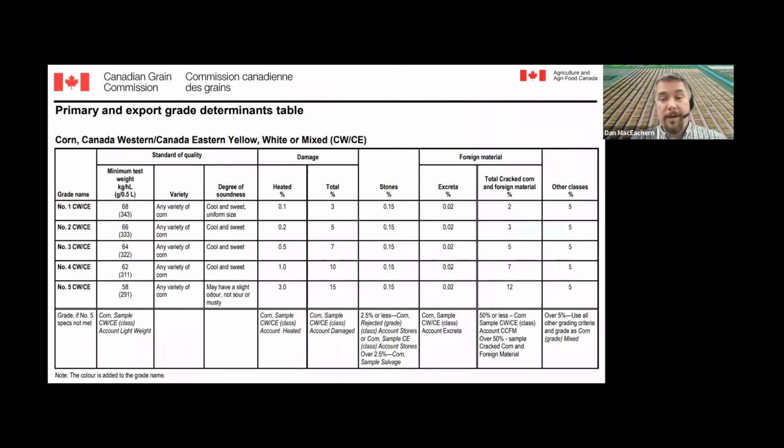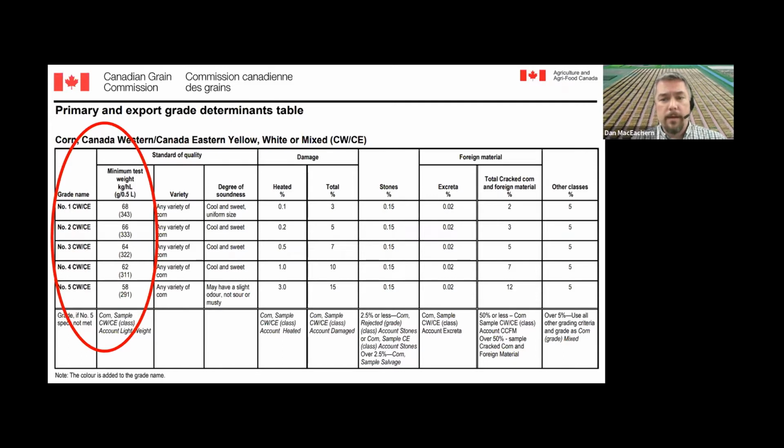When I say pretty good indicator, I mean pretty good indicator of grade. So from the Canadian Grain Commission's website here, I've brought up the primary and export grade determinants table. And if we look here off to the left, we have different grades, grade number 1 through to 5. And so for grade 1, you need to have a minimum test weight of 68 kilograms per hectoliter, or 343 grams per half liter. And to get a 5, a minimum test weight of 68 kilograms per hectoliter, or 291 grams per half liter.